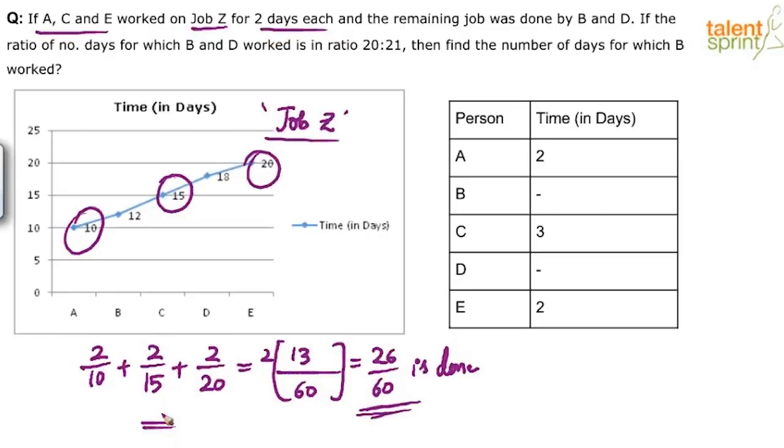Implies how much is remaining? Remaining would be 34 by 60, or you can say 17 by 30. Right? 34 by 60 of the work is remaining. Clear?